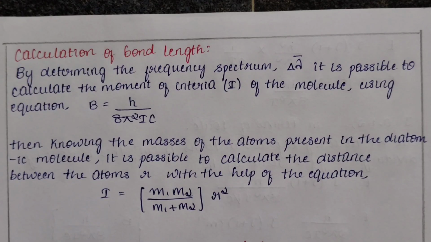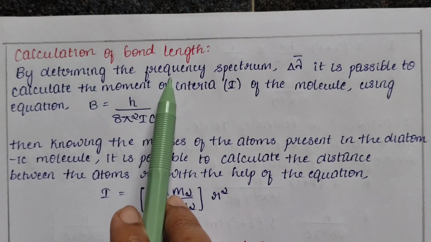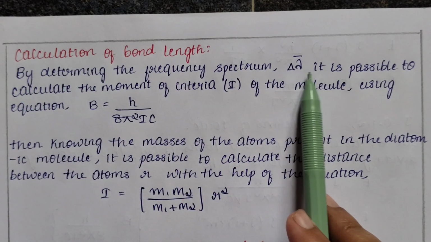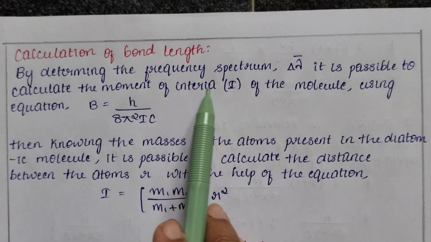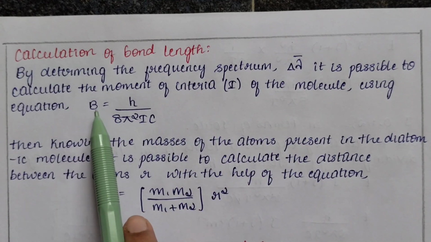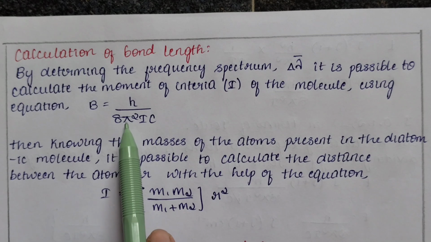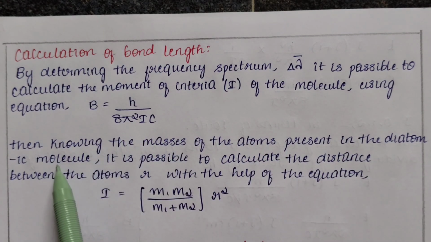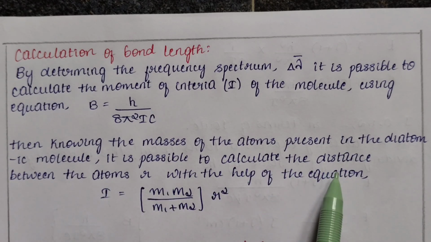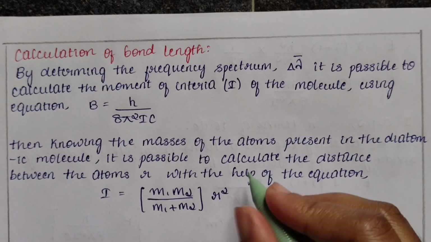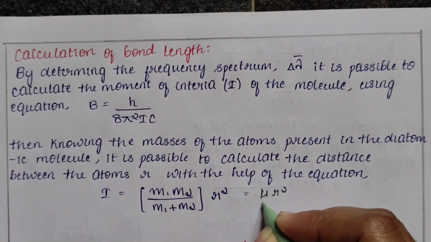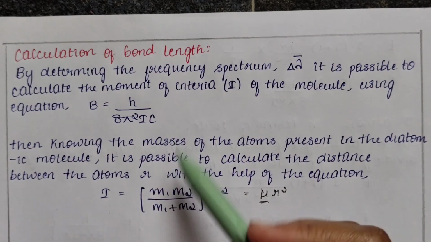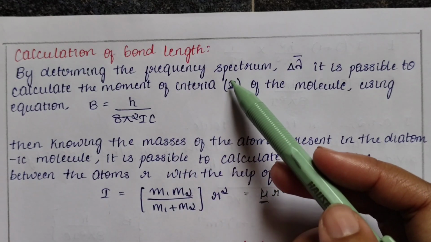Now, we'll see the calculation of bond length. By determining the frequency spectrum, that is delta nu bar, it is possible to calculate the moment of inertia I of a molecule using the equation B is equal to h by 8 pi square Ic. And then by knowing the masses of the atoms present in a diatomic molecule, it is possible to calculate the distance between the atoms r with the help of the equation I is equal to m1 m2 by m1 plus m2 into r square, which we can also write as mu r square, as mu is the reduced mass. So the bond length can be calculated using these two formulas.